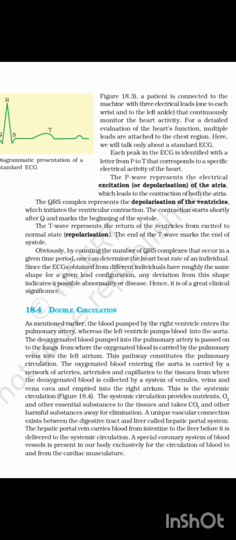A unique vascular connection exists between the digestive tract and liver, called the hepatic portal system. The hepatic portal vein carries blood from the intestine to the liver before it is delivered to the systemic circulation. A special coronary system of blood vessels is present in our body exclusively for the circulation of blood to and from the cardiac musculature.